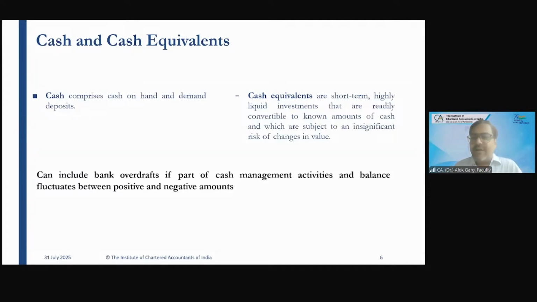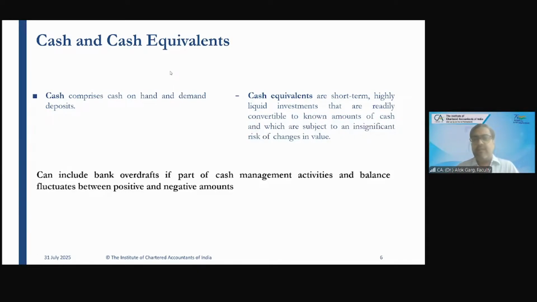Friends, so we understood the meaning of statement of cash flows. We understood three kinds of activity. We understood direct method, indirect method, the purpose of preparation of cash flow statement. Now we will discuss all the activities one by one, including the meaning of cash and cash equivalent. And then we will discuss some examples of operating activity, investing activity, financing activity, and some important and critical disclosures.